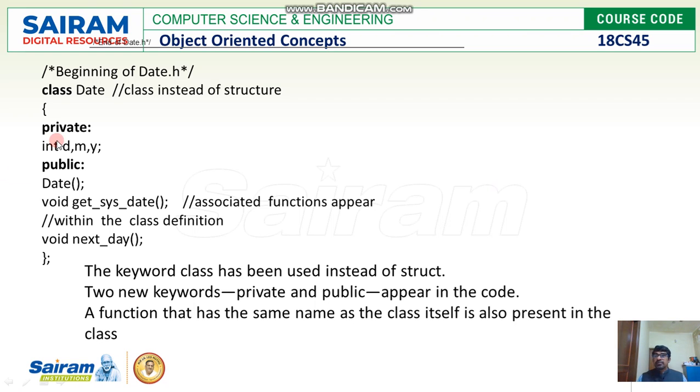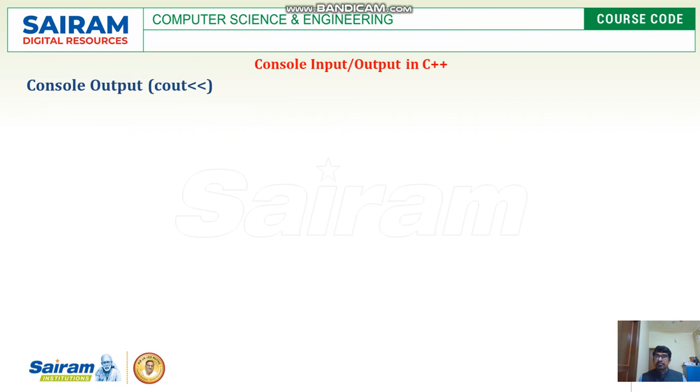So we have taken a class. As I told you, everything you have to write into the class. And private and public, these are the access specifiers. And we have written a function declaration. So we have converted the structure into a class, where in C we were using a structure, but here we are using a class. So next, let us see what the console input and output statements in C++ are.